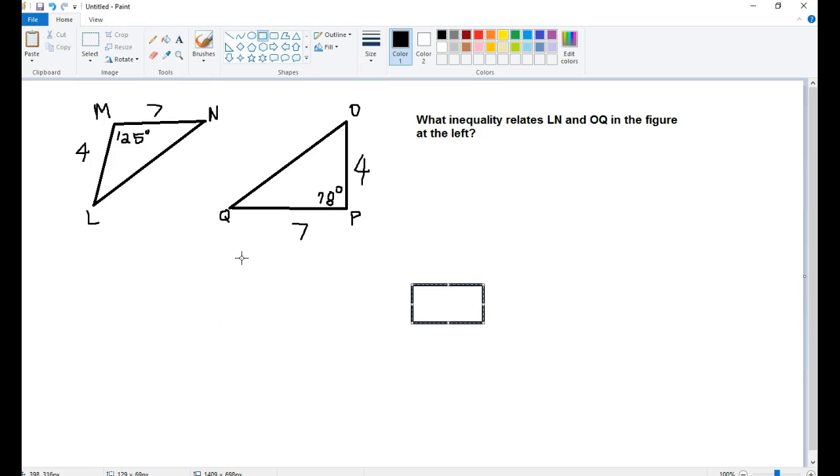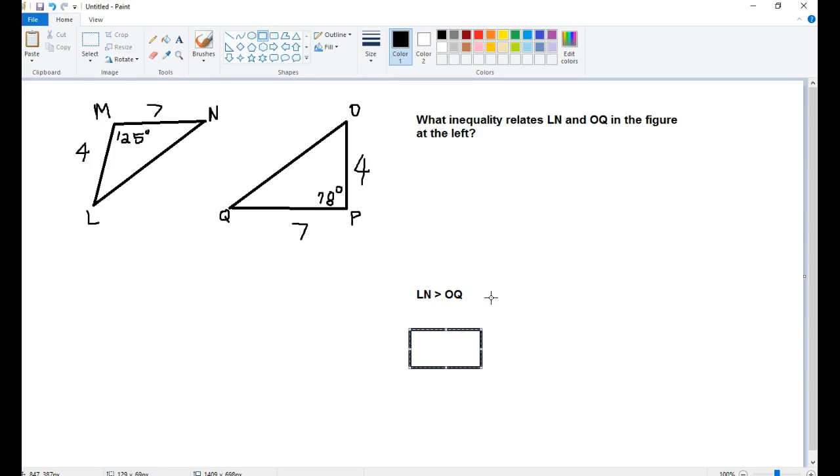Okay, pretty straightforward problem here. We're given two triangles. We have congruent lengths 4, 4, 7, and 7. But the angles that are included, we have angle LMN and angle QPO. LMN is greater than QPO, and they're asking us what inequality relates LN to OQ. So how would you relate LN to OQ? Just make the inequality that LN is greater than OQ. That's it for this part of the problem.